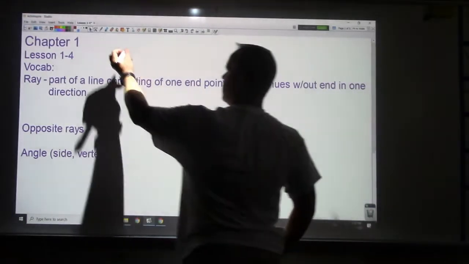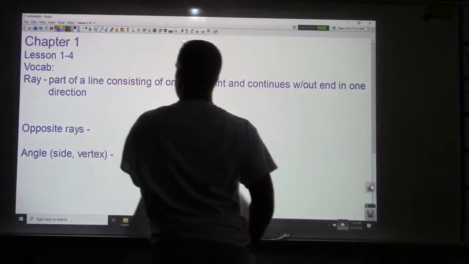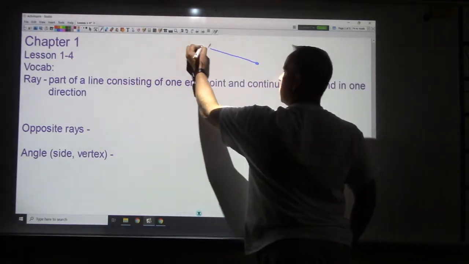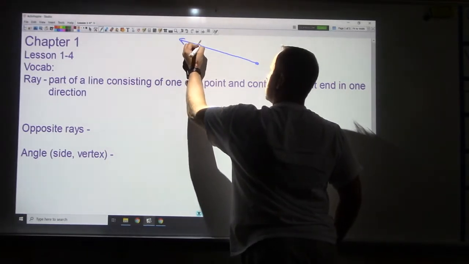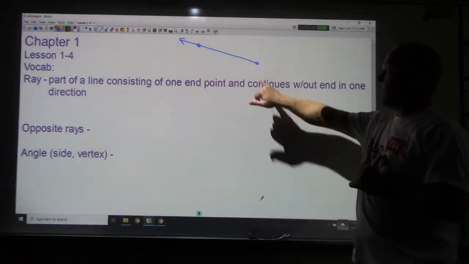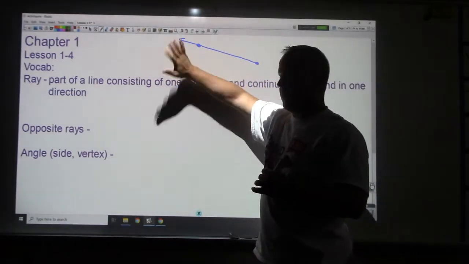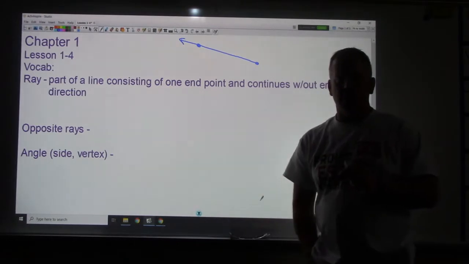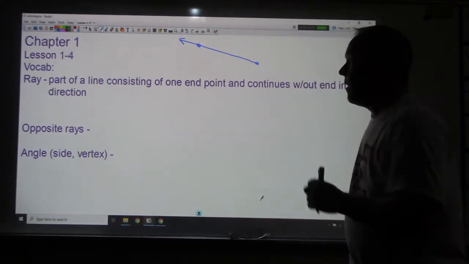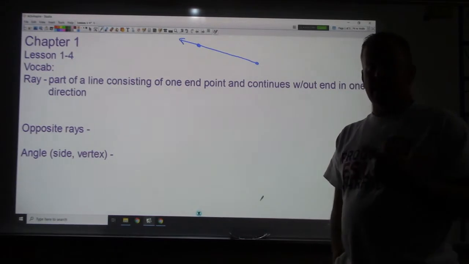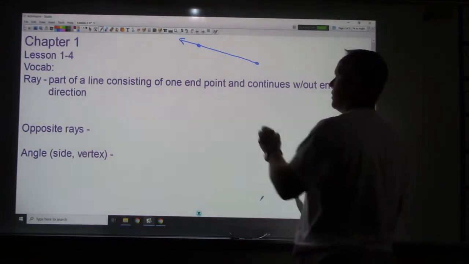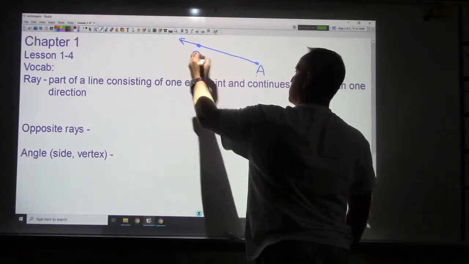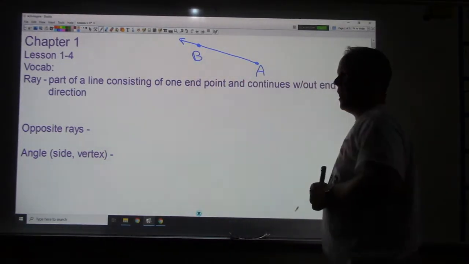So now let me draw you an example of a ray. I'm going to squeeze it in up top here. It doesn't matter which way it's pointing. There's my ray. It has one endpoint and it's going to go this way forever without end, as noted by the arrowhead on the end. Now, just like every other geometric figure we've talked about so far, this guy has to have a name. Well, before I can give him a name, I have to have some points on here. Well, I have point A and point B.